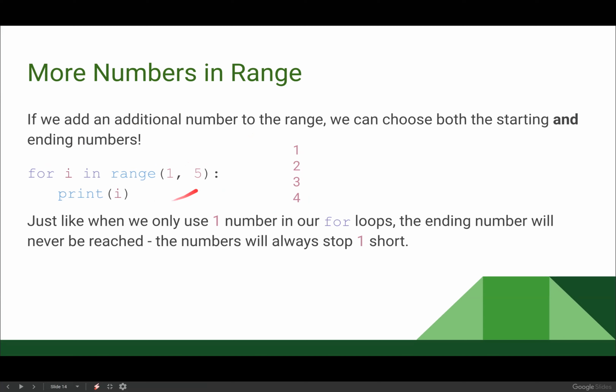that'll give me the values 1, 2, 3, 4. And just like when I use only one number, that ending value is never going to be reached. Our range will always stop one short of our ending value. So we'll always include the start number. We will always go up until one before our ending number. Make sense?